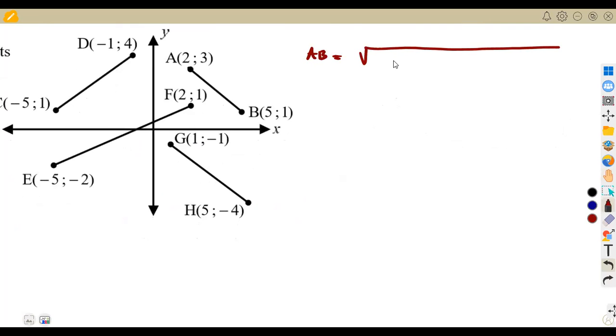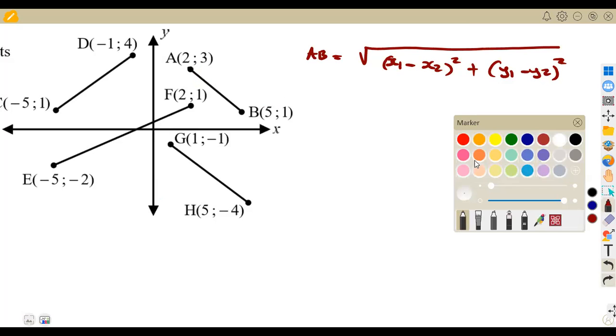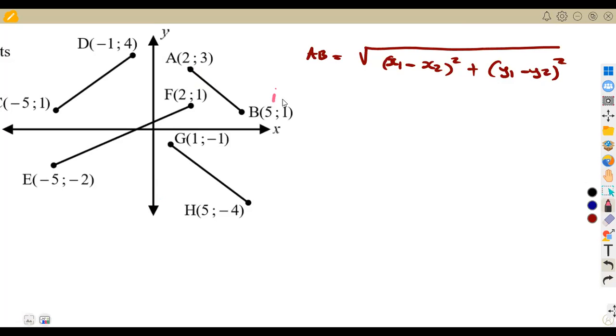Our formula is this: you're going to have x1 minus x2 squared plus y1 minus y2 squared, like this. What it actually gives us here is that, representing AB, it's up to you to say this is your first point, this is your second point. It's in your hands. If you want this to be your first point and this to be your second point, it's up to you. All right.